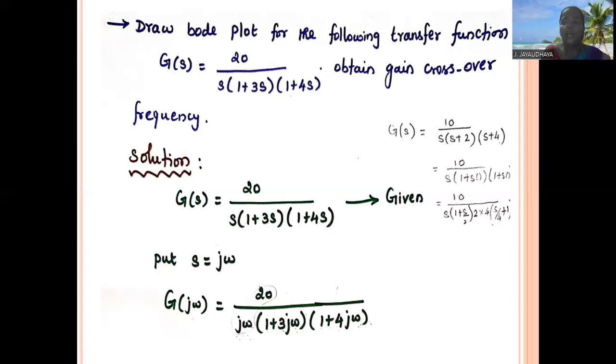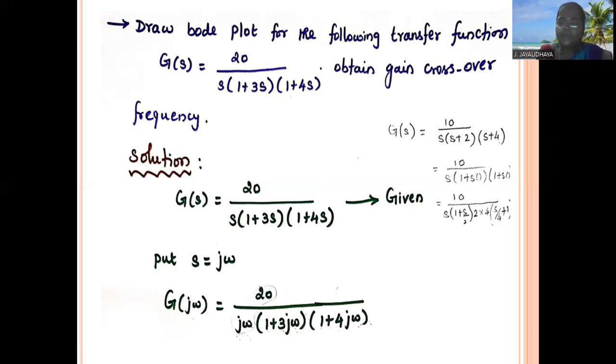First, check whether G of s is in standard form or not. Then substitute s is equal to j omega. Next, find out your corner frequency. The very, very important thing is that after calculating the corner frequencies, you arrange them in ascending order. Then the next question is how to find out the corner frequency. That is a big question.